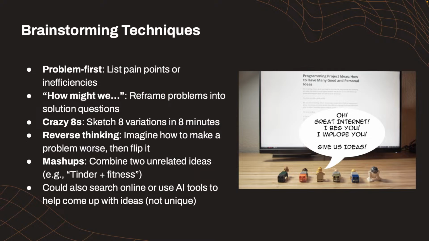You can also come up with things like how might we, and then try to reframe problems into different solution questions. You can also do things like Crazy 8, so not the card game, but it's instead sketching 8 variations of different prototypes or projects in 8 minutes. That's more useful if you're in person and have a team. You can also do reverse thinking, so imagine how to make a problem worse and then try to flip it. And also, like I mentioned before, you can do mashups of things, so you can combine 2 unrelated ideas. You can do things like Tinder and then fitness. That's always an option.